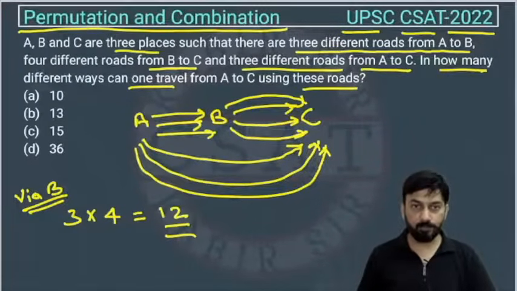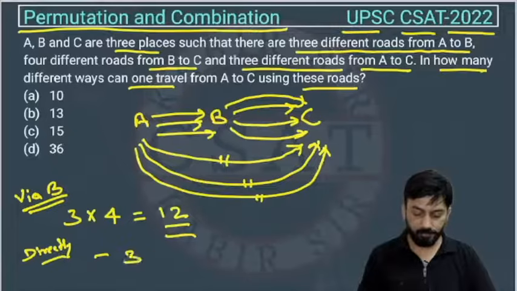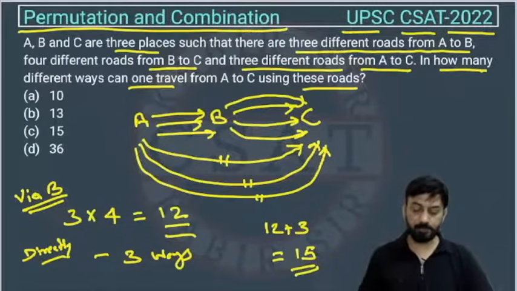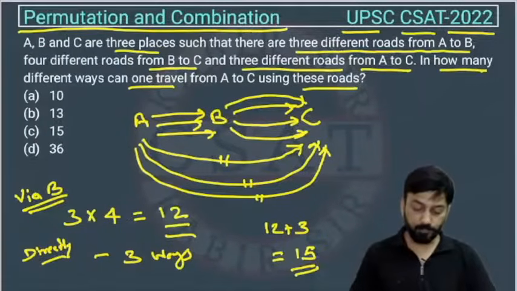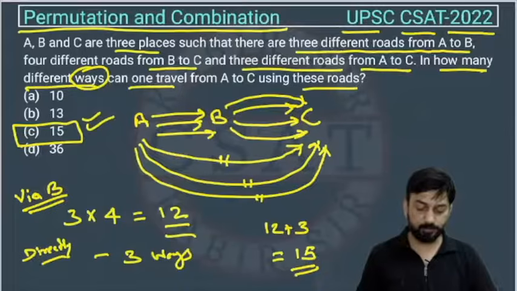Now directly also from A to C, we can go in how many ways? 3 ways. This is already given, right? There are 3 roads, first, second, third, right? So directly how many ways can we go? 3 ways. So total ways will be how many? 12 plus 3. So there are a total of 15 ways from A to C, right? So we have to find different ways only, right? So the answer is option C. So this is the answer, right?